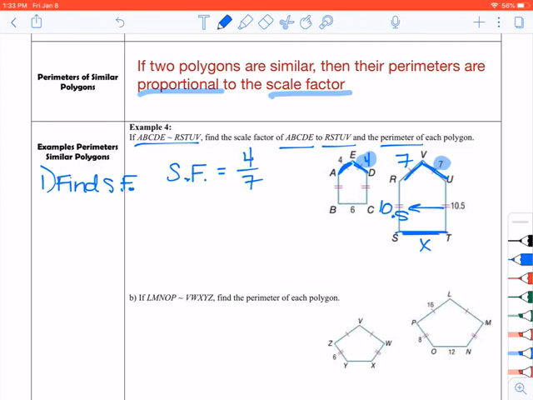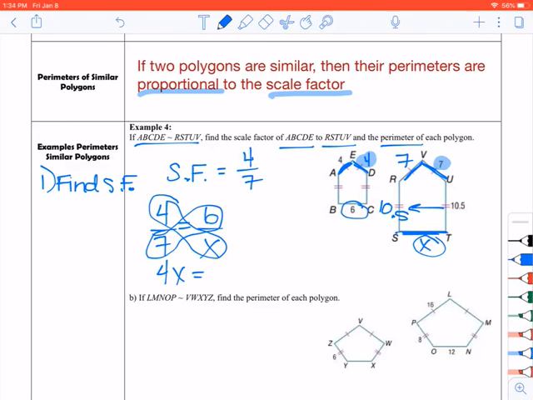And I'm going to use my scale factor just like we did before to set up a proportion to find a side. The X matches up with the 6. And again, I went from left to right, 4 to 7, so I need to go from 6 to X, left to right again. Once I cross multiply, I'll solve for that side. So I have 4 times X equals 6 times 7, which is 42. Then I'm going to divide by 4, and we get X equals 10.5.